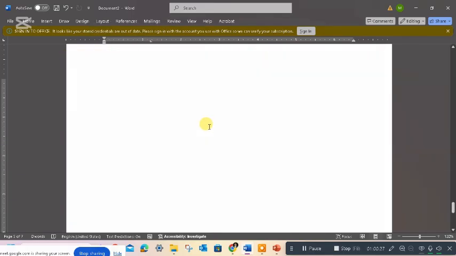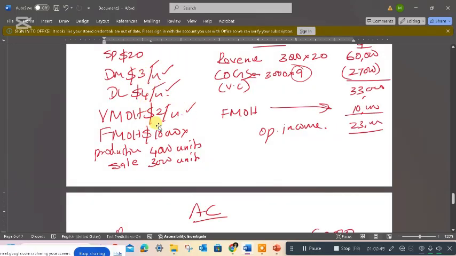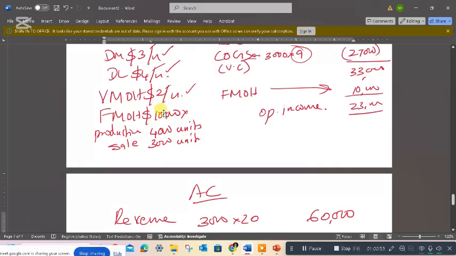Okay, in absorption costing, revenue: 3,000 into 20, 60,000. Then cost of goods sold for 3,000 units, you will take the $9, and you are going to take this fixed manufacturing overhead also. How will you take fixed manufacturing overhead? Based on the absorption basis, right?